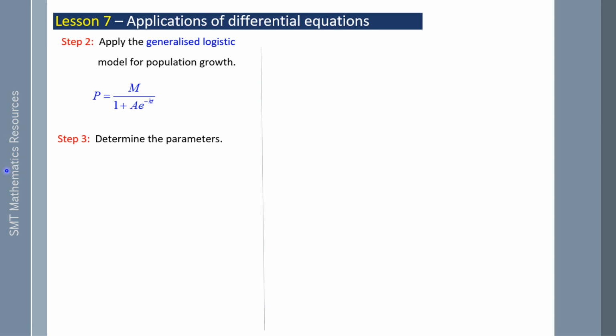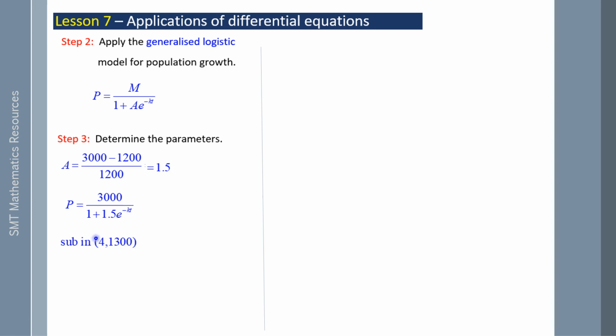So step 3 is determine the parameters. Now, A was our 3,000 take our initial population, divided by our initial population. So A is 1.5. Hence, our ceiling is 3,000, A value is 1.5. Now the next step is to find this K value.